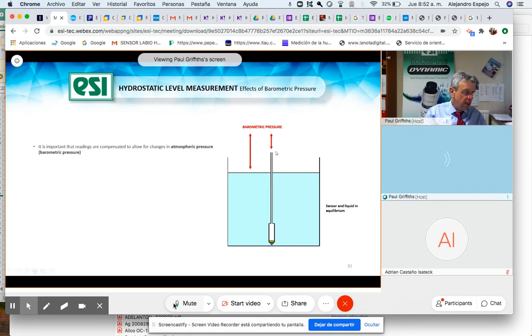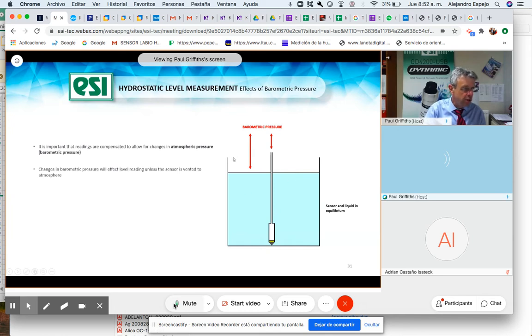And if this is the case, then the reading from the sensor will always be true, give you a true reading of the liquid level. So it doesn't matter whether you're on top of a high mountain or at sea level, you will always get an accurate reading of liquid level.